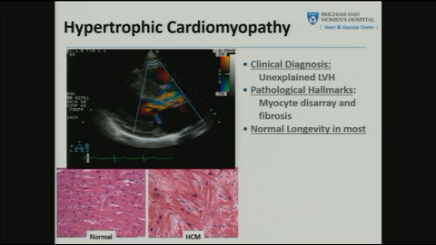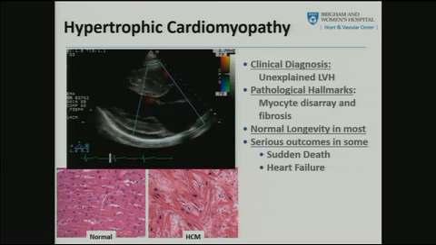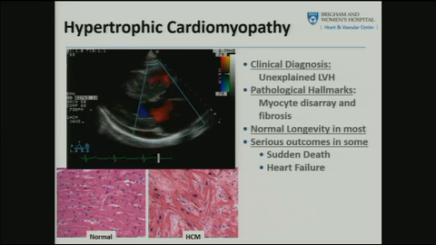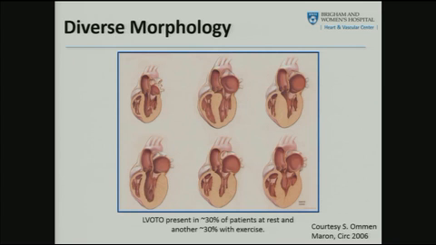Most patients live a full life, but there are serious outcomes in some that really underscore the importance of making the diagnosis. In particular, we worry about sudden death because this is the most common cause of sudden death, for example, in young athletes. Heart failure is also an outcome in some of these patients who go on to develop, towards the end stage of the disease, either very stiff hearts and restrictive phenotypes or even dilated cardiomyopathy. And the prevalence is about 1 in 500 or about 600,000 prevalent cases in the United States.